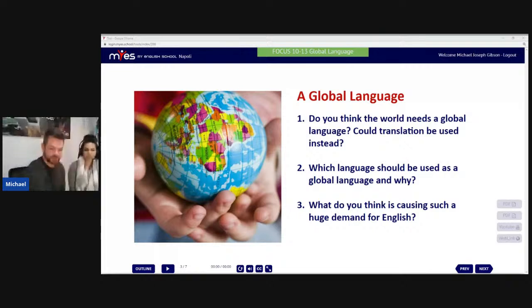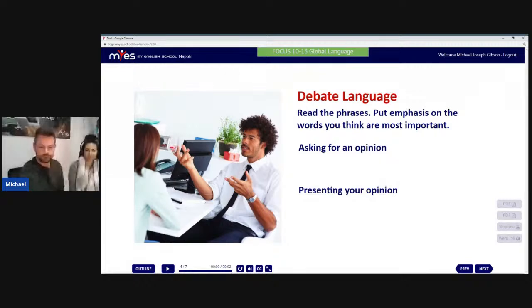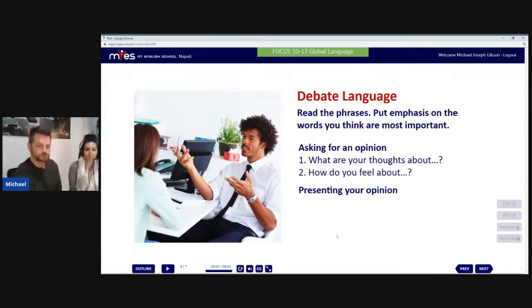Let's move on. Have a look at what... Okay. So some debate language. We have phrases for asking for an opinion and phrases for presenting an opinion. You can see at the top, it asks us when we're using these phrases to emphasize the words that we think are most important. What are your thoughts about a global language, for example? How do you feel about English as a global language?